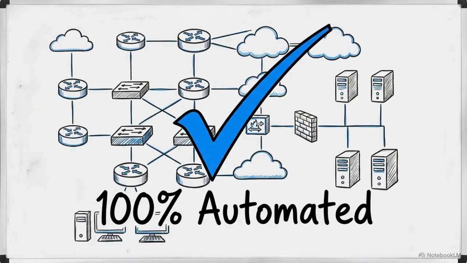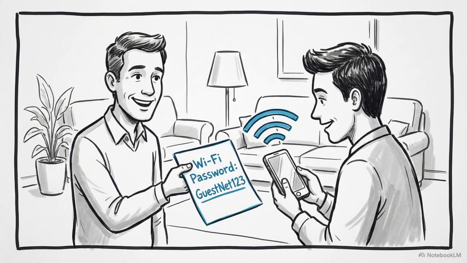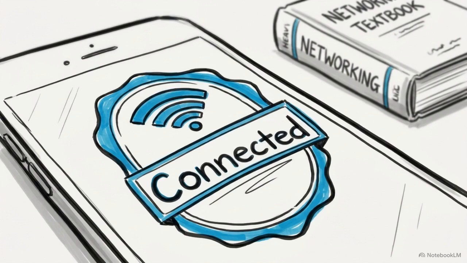By taking over these configurations, DHCP removes human error entirely. It ensures that when a guest comes over and asks for your Wi-Fi password, their phone joins the network immediately, without requiring a textbook or help desk ticket to get online.